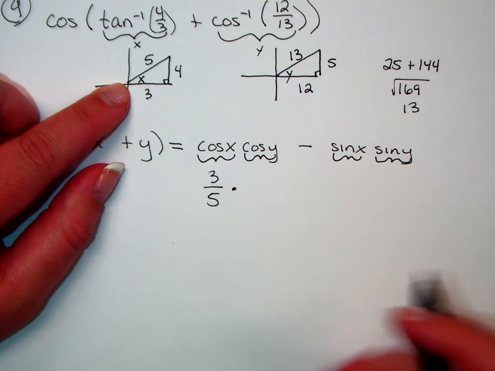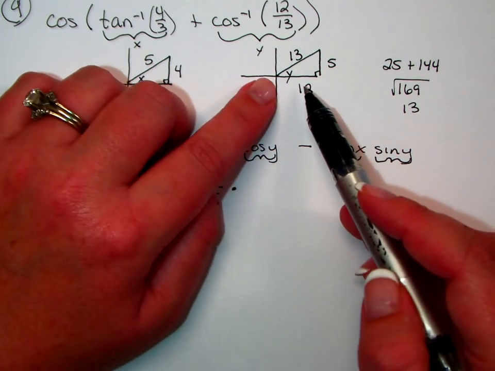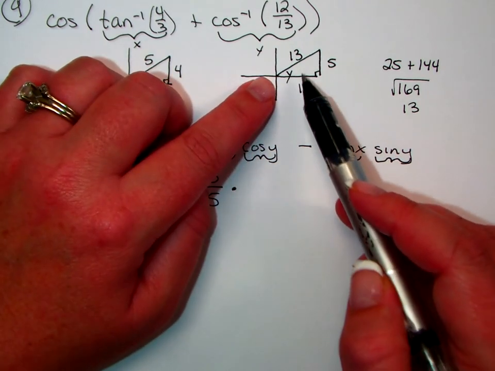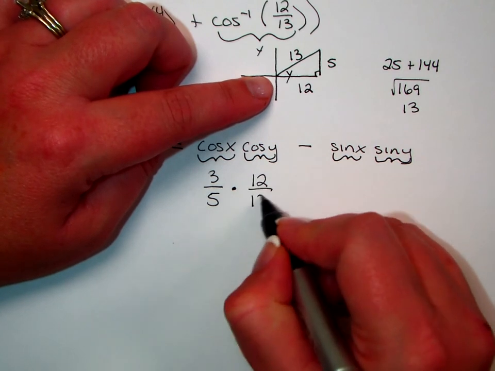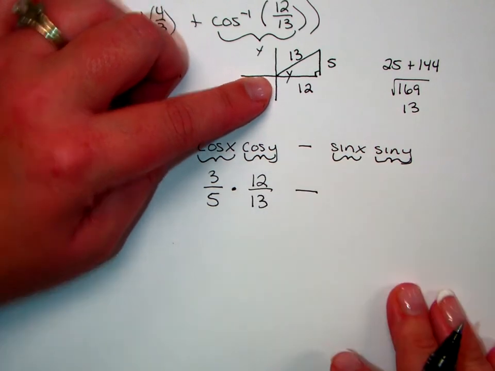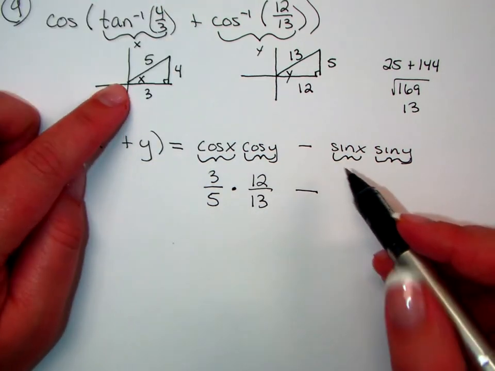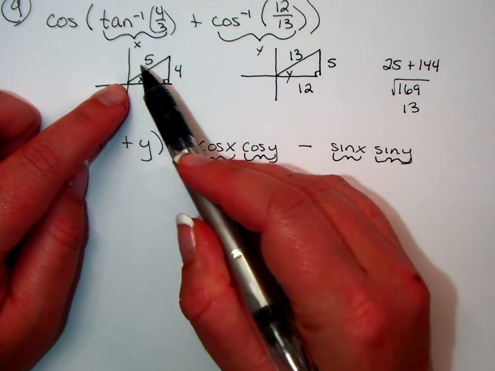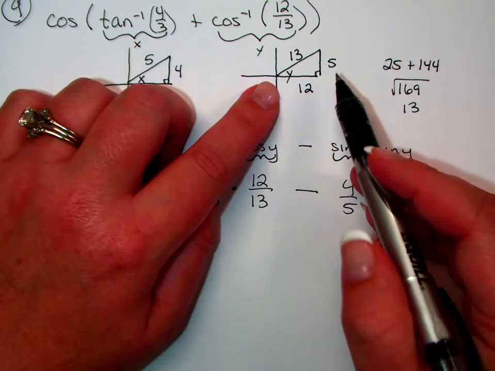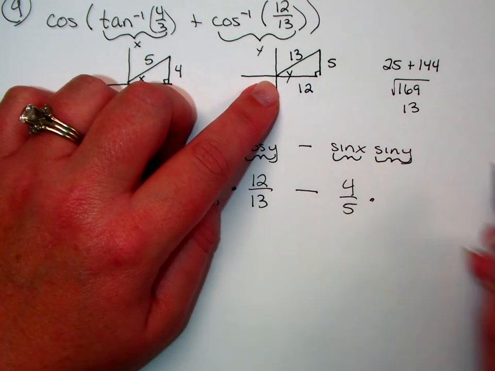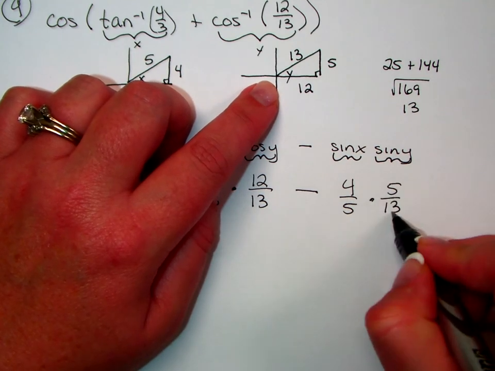Right? What's cosine of y? Go to the y triangle. Adjacent over hypotenuse is 12 over 13. Right? What's sine of x? X triangle, opposite over hypotenuse is 4/5. Sine of y, opposite over hypotenuse is 5/13.